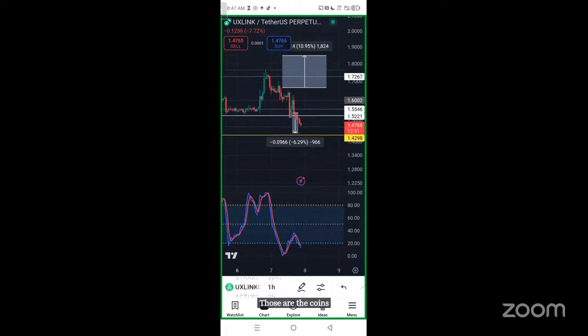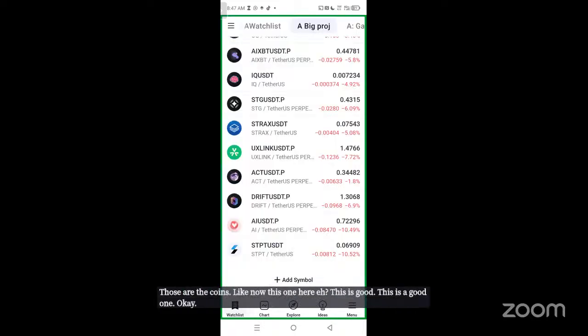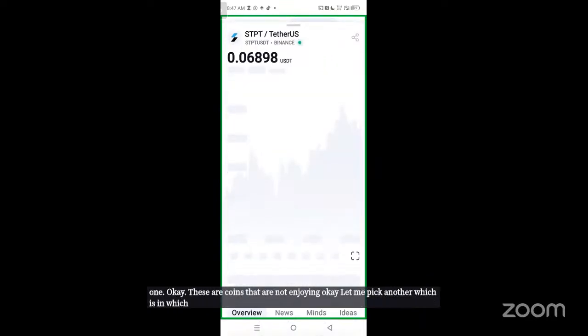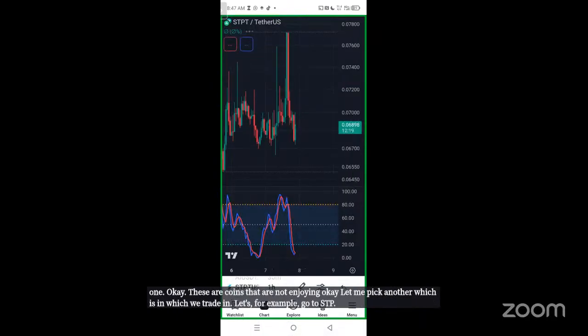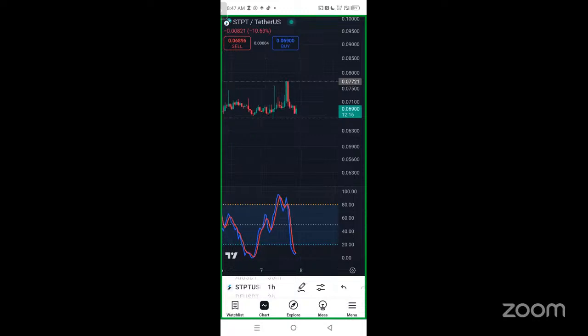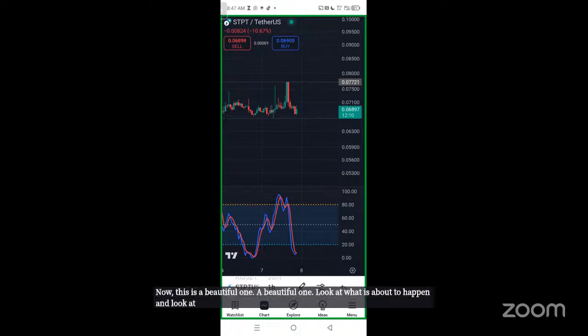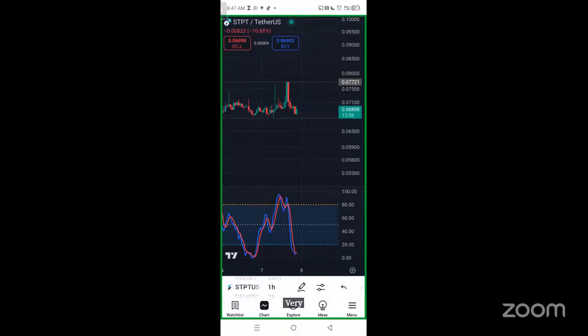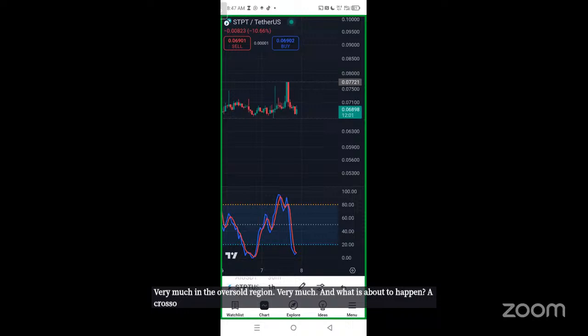Like now this one here. This is a good one. Okay, these are coins that are not in ROIC. Let me pick another which we trade in ROIC. Let's, for example, go to STP. Now this is a beautiful one. Look at what is about to happen, and look at where the moving averages are. Very much in the oversold region. Very much. And what is about to happen? A crossover is building up.